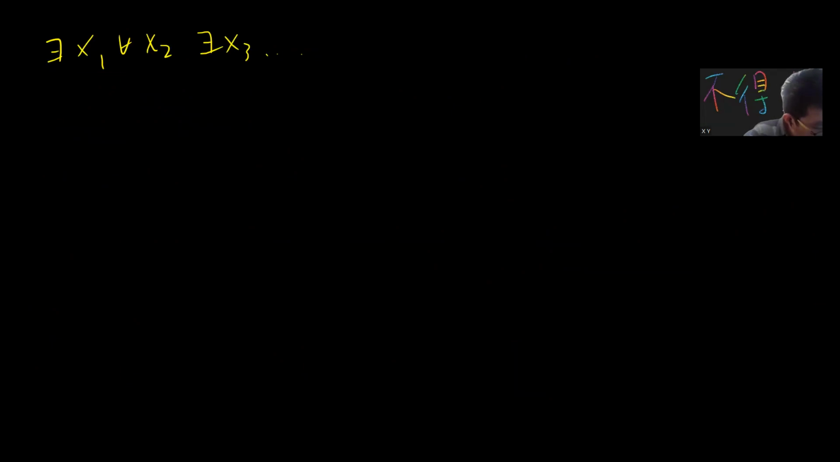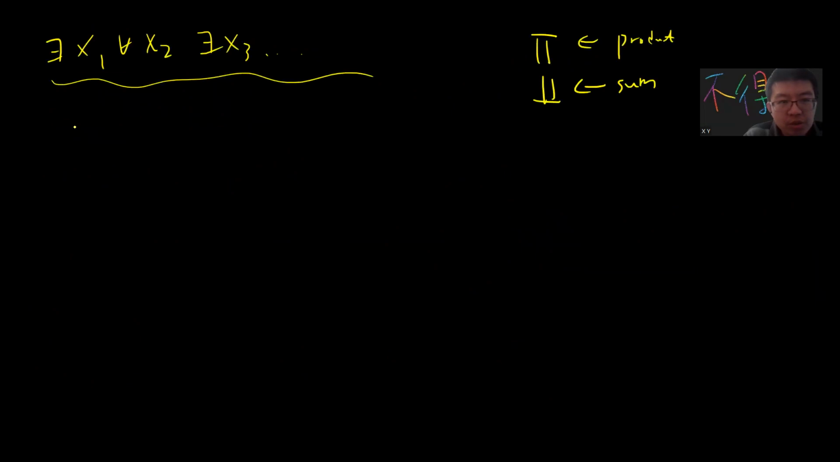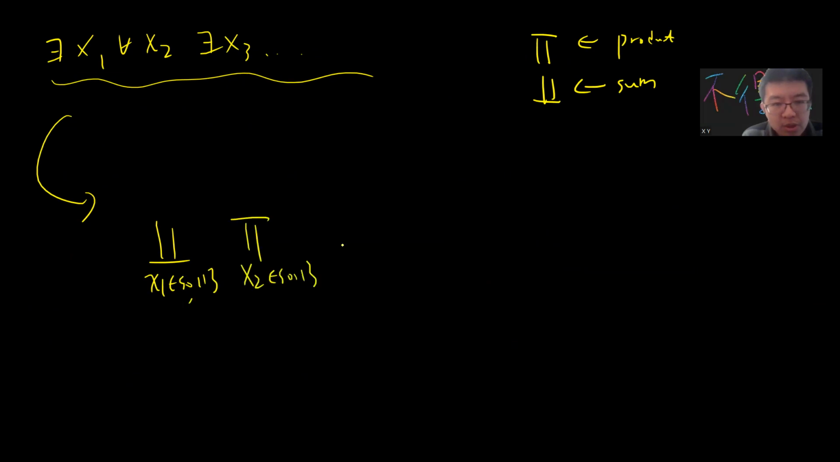Okay, so you can just simply replace everything, right? So let me just use products. This is products, and this is sum, just for convenience. Now you can arrive at a very large formula, which is sum x1 in {0,1}, product x2 in {0,1}, and the sum of x1 x3 in {0,1}.